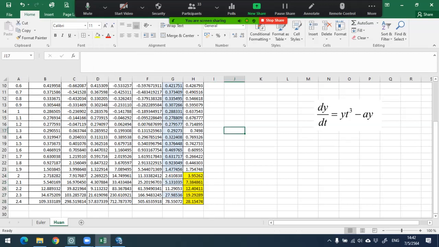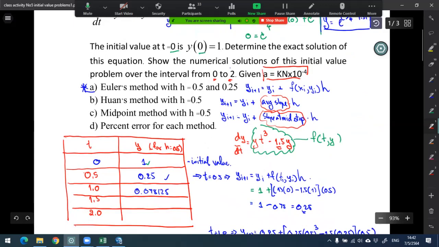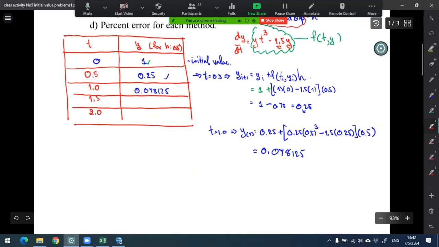So it's just the concept, only the concept, that Heun can be used to adjust or adapt the Euler method. Next we will work on the final method, that is the midpoint method. And question number D, the percent error for each method, we already include in the table. So the midpoint, what is the concept of midpoint?